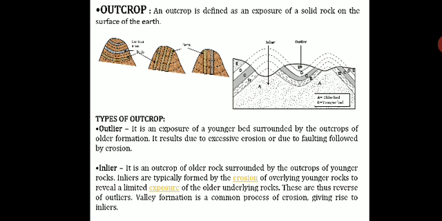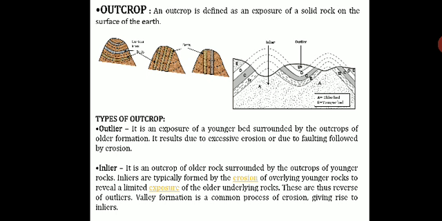Then the next concept to understand is the outcrop. So let us discuss what is meant by outcrop. With an outcrop, we can see the exposure of the rock on the earth's surface. The rocks are exposed in the form of hills, valleys. Wherever there are hills, valleys, the rocks are exposed at the surface of the earth. So outcrop is defined as the exposure of solid rock on the surface of the earth. Whenever a rock is exposed on the earth's surface, we call it an outcrop.